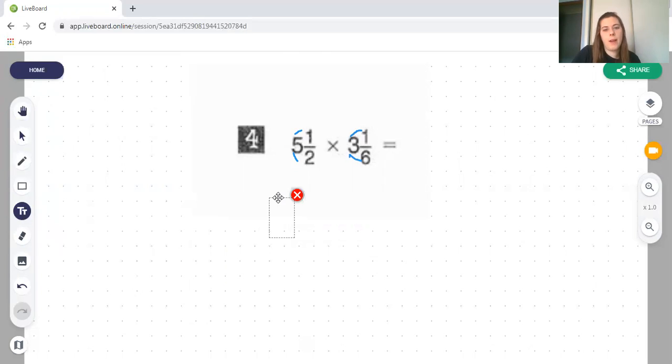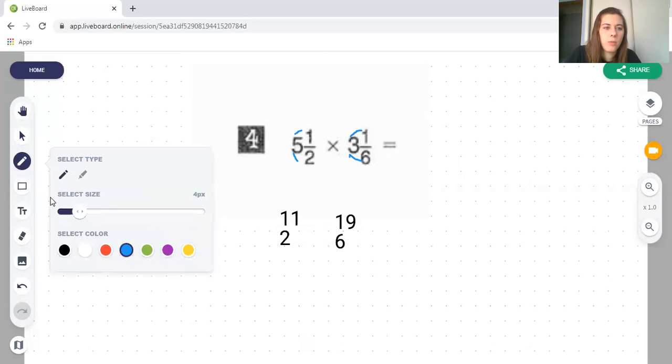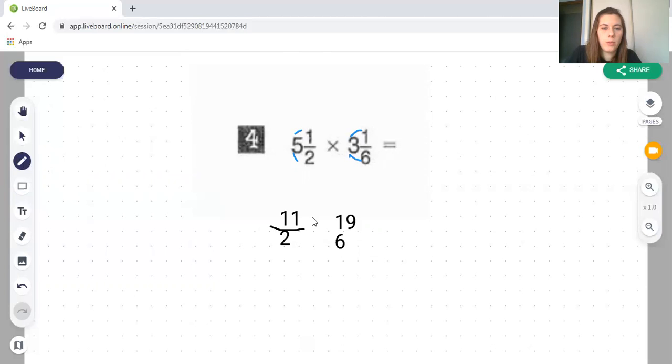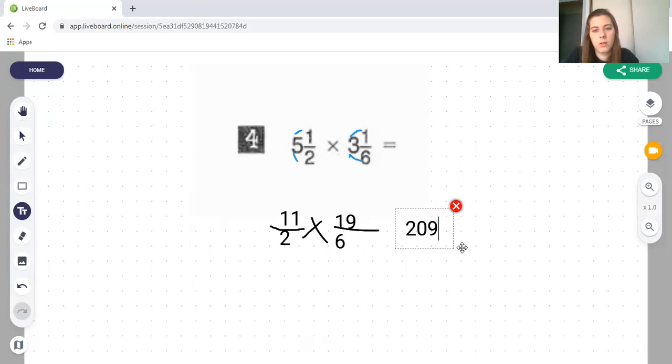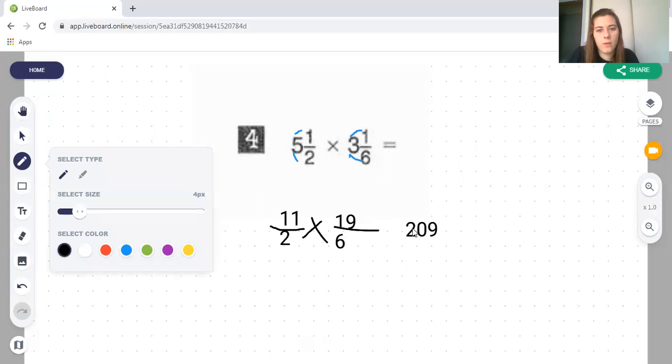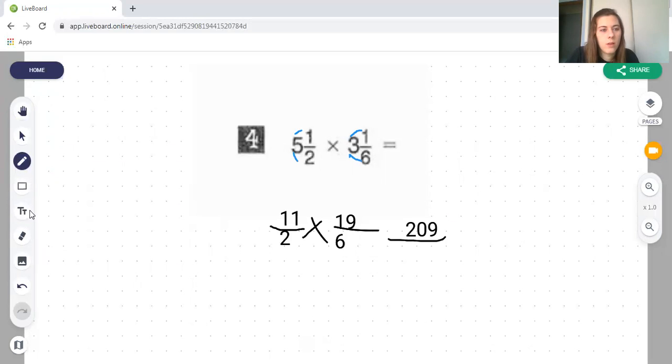So we're going to do 2 times 5 is 10, plus 1 more is 11. Bottom number stays the same, so 11 over 2. And then the same thing with the other side, so 6 times 3 is 18, plus 1 more is 19. Bottom number stays the same, which is a 6. Okay, so here are our 2 fractions, and now we can proceed like normal by multiplying across. These are some pretty big numbers again. So 11 times 19 is 209. And that's going to go over top of 6 times 2, which is 12.